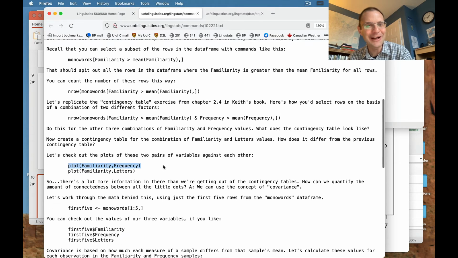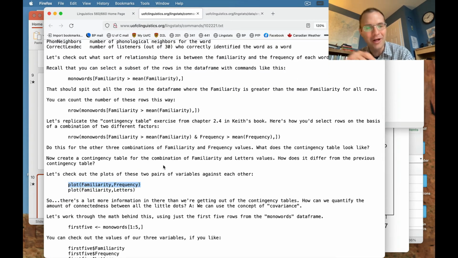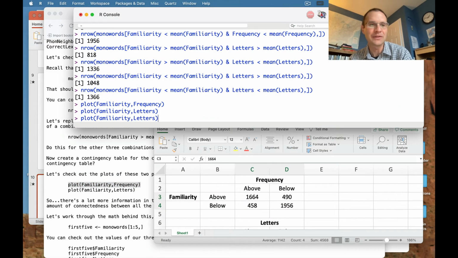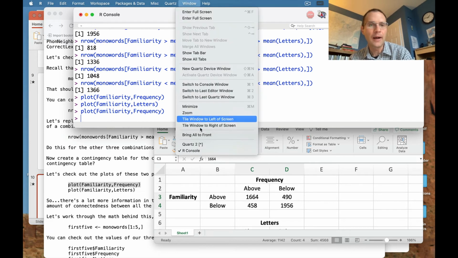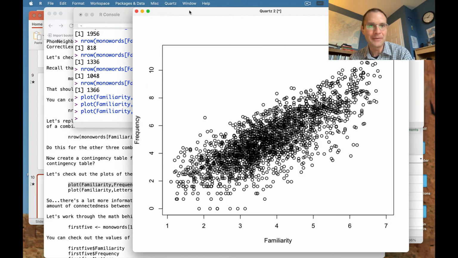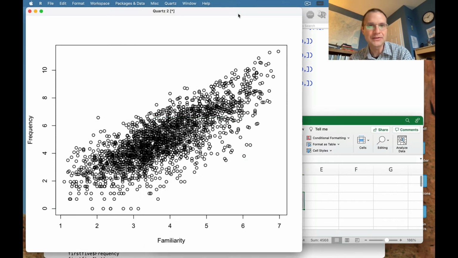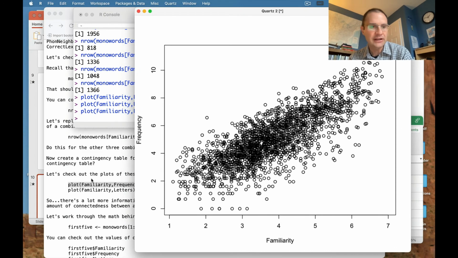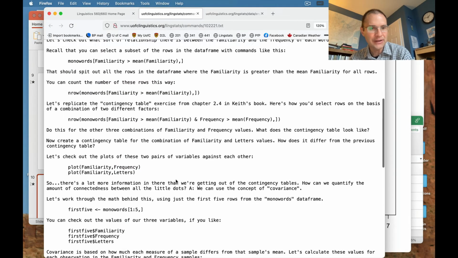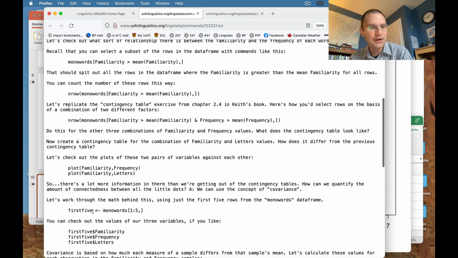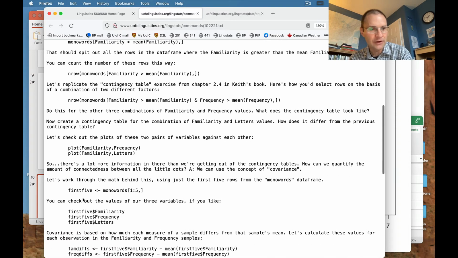Anyways, there's a lot more information in those plots than we're getting out of the contingency table, is kind of the moral of this story. So this gives us a general sense of what's going on. But if we look at this in graphical form, and it's always good to look at things in graphical form, we see there's a lot more information here than just putting things in 4 boxes. So there's value in trying to dig out that information. How can we connect or quantify all that connectedness between the little dots? We're going to start by using the concept of covariance.